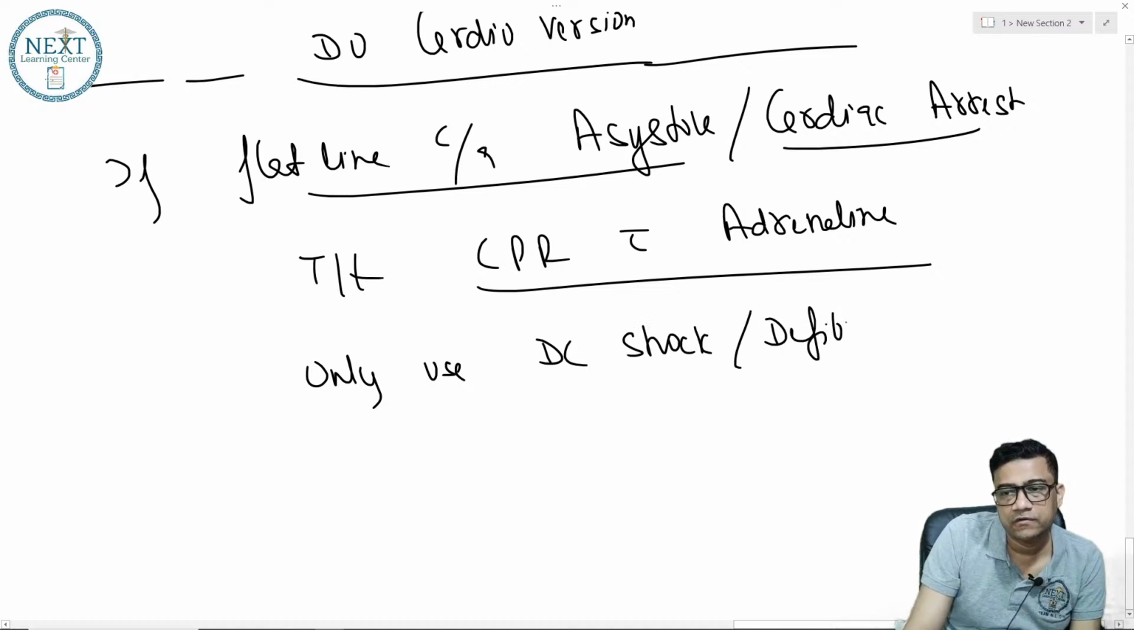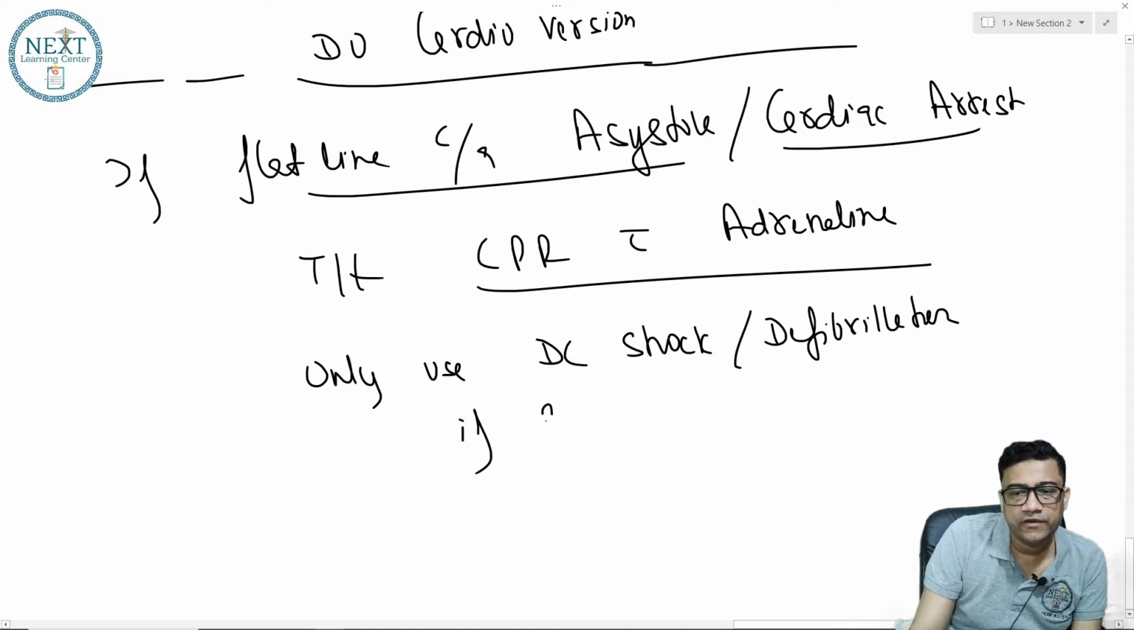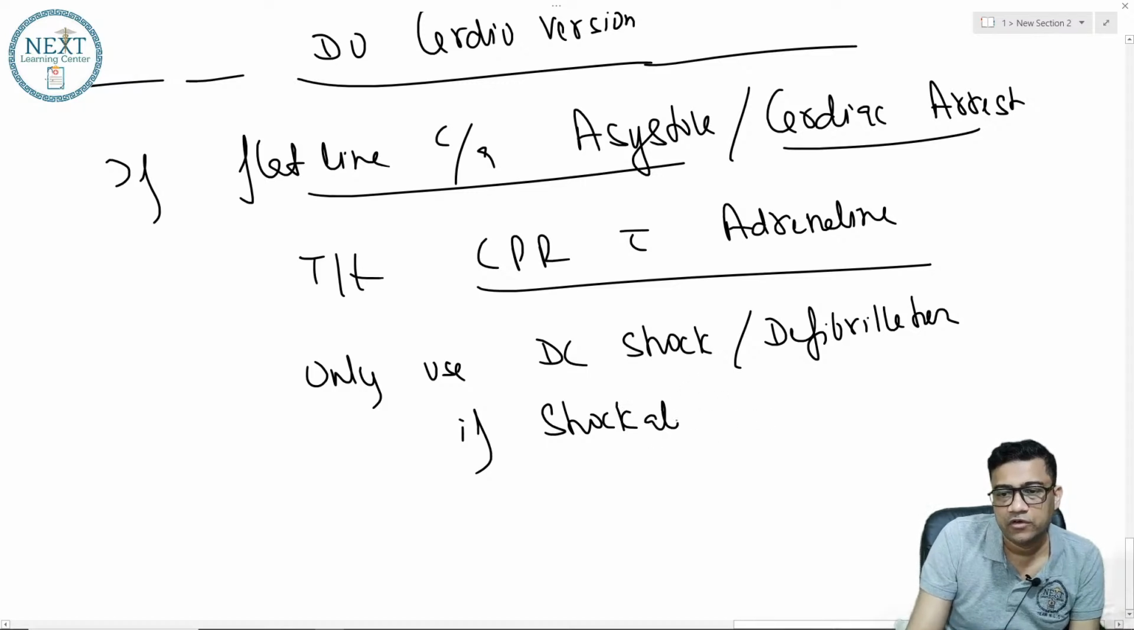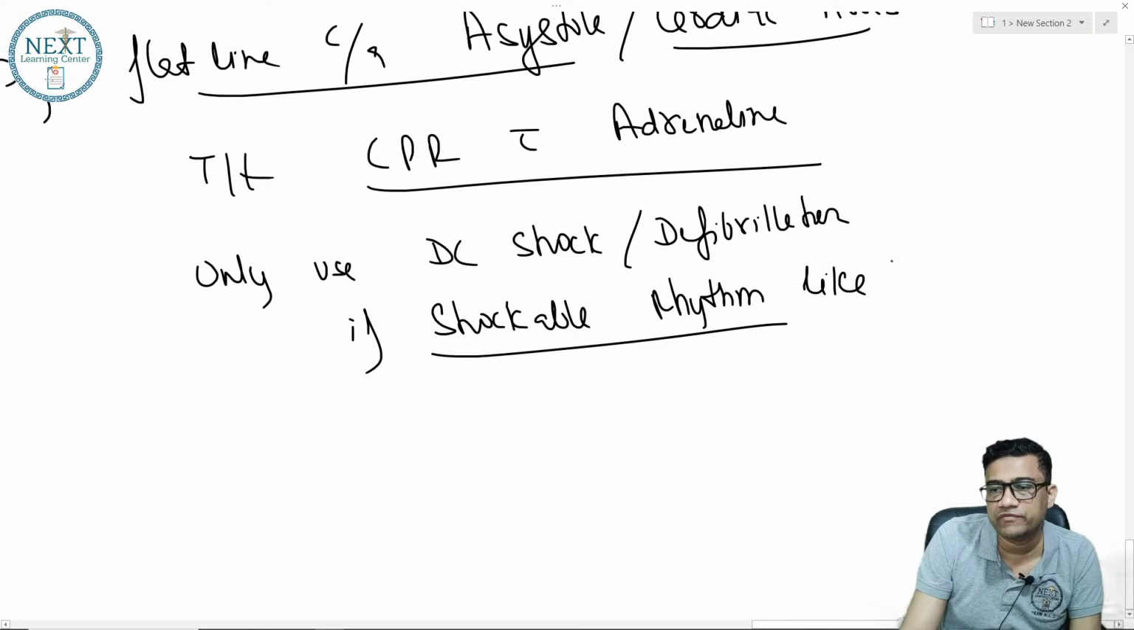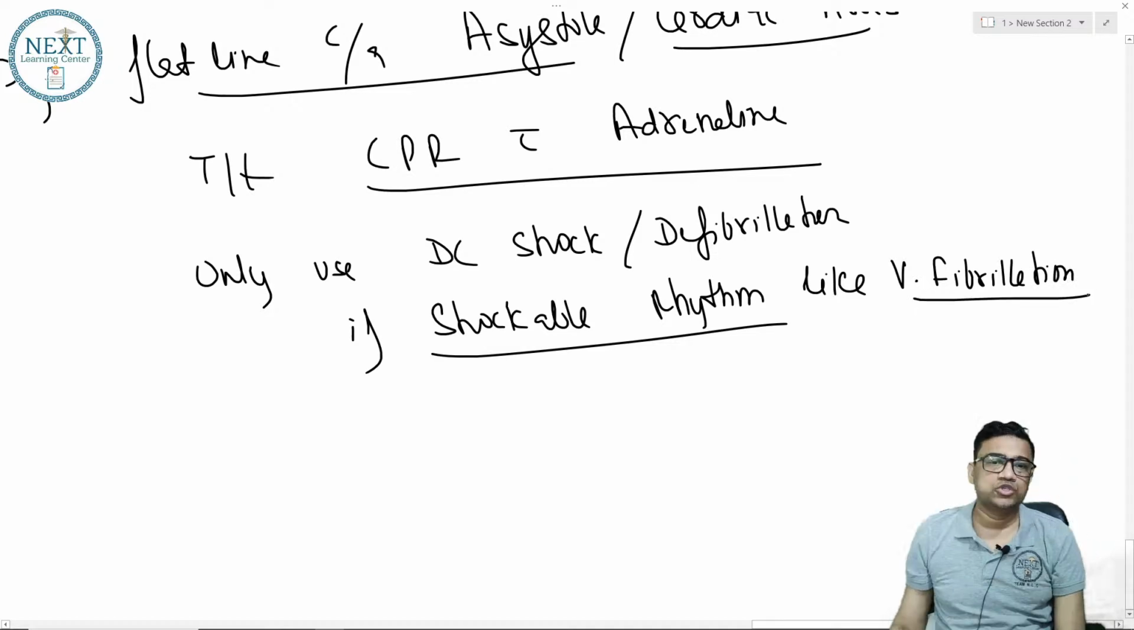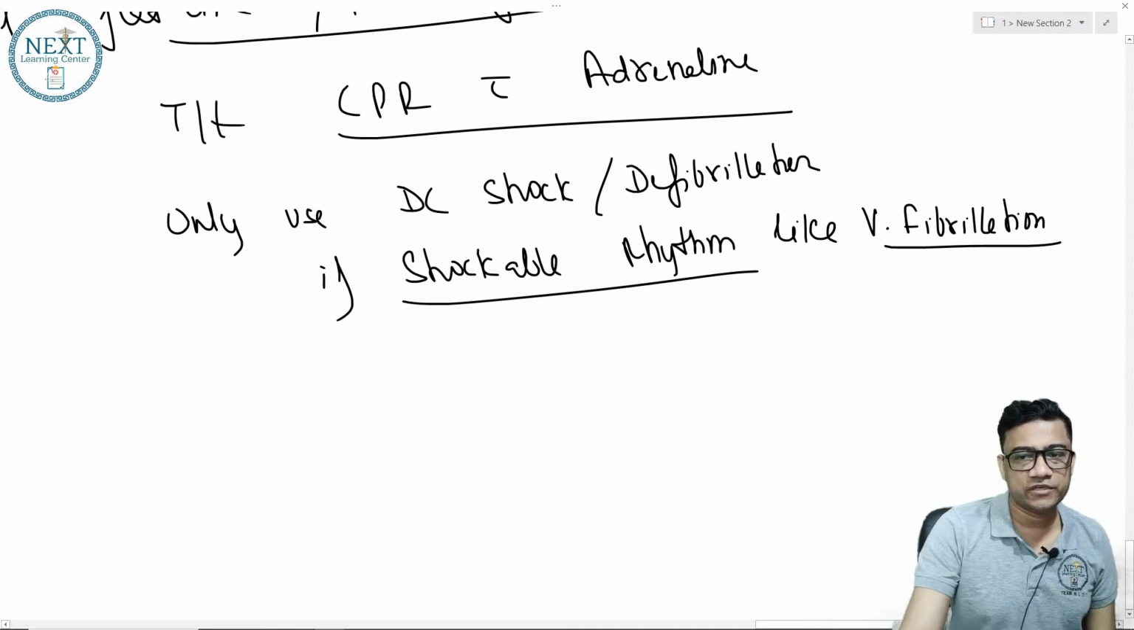Only use DC shock defibrillator if shockable rhythm, that is some electrical activity, like ventricular fibrillation. So shockable rhythm is fibrillation. Okay, so let's see VFib.